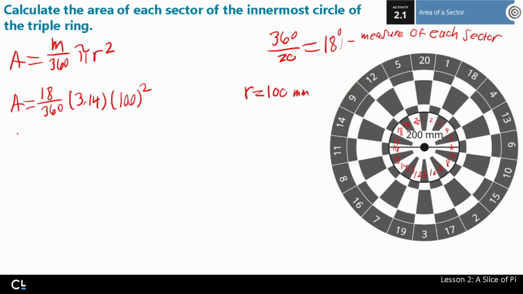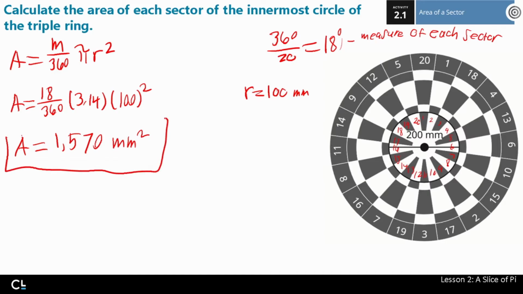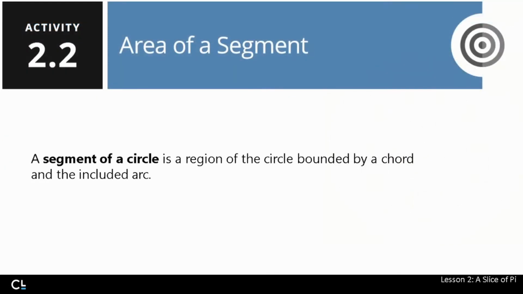So when we multiply all this out, we square that 100, we get A equals 1,570 millimeters squared. We're talking about area, so it's millimeters squared. And there's our answer. That's the area of each of those sectors. So that's how we find the area of a sector in a circle.